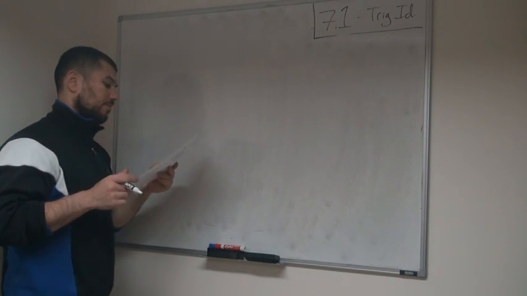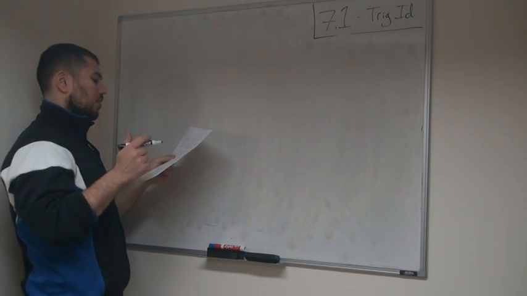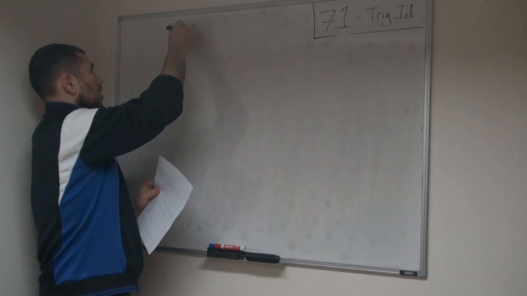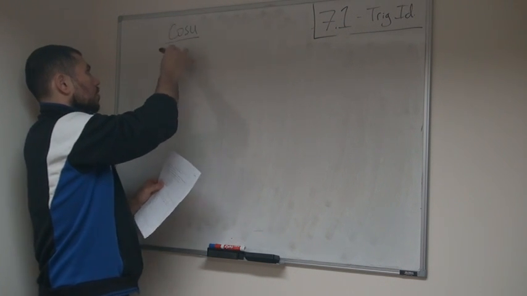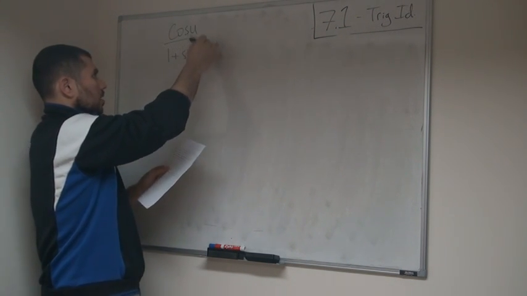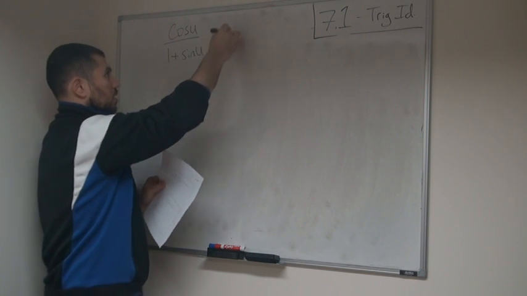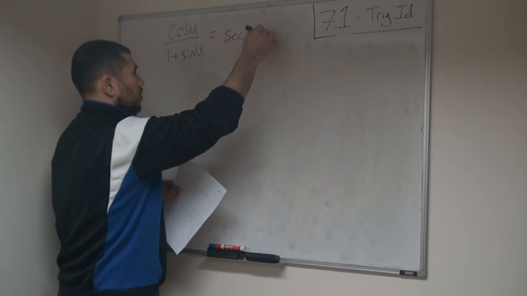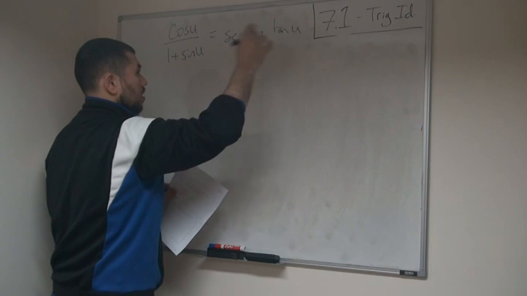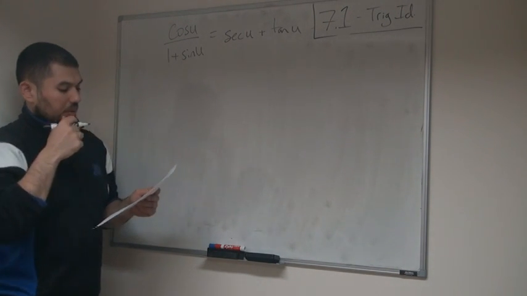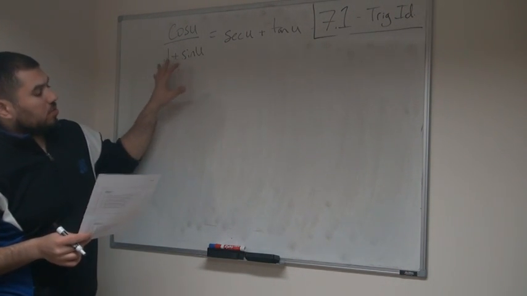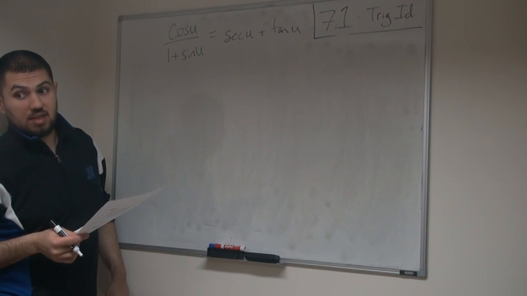Third problem. Cosine of u over 1 plus the sine of u equals secant u plus tan of u. So here, I'm going to choose to work down the left-hand side.